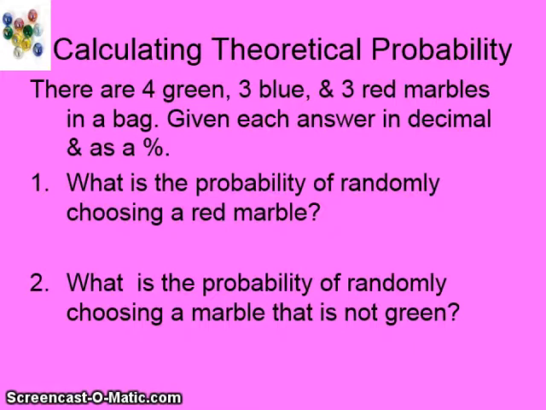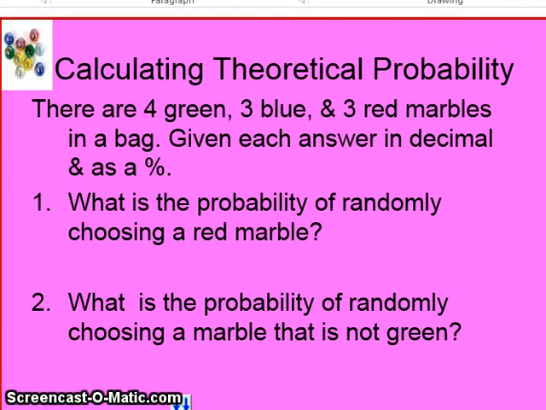Now let's do some calculations of theoretical probability. Here we have a bag, and there are 4 green, 3 blue, and 3 red marbles in the bag. And we want to give each answer in decimal form and percent form. This also is an example, and it definitely needs to be in your notes. Number 1, what is the probability of randomly choosing a red marble? To find theoretical probability, we want the number of favorable outcomes, in this case, choosing a red marble, and we're going to divide that by the total number of possible outcomes.